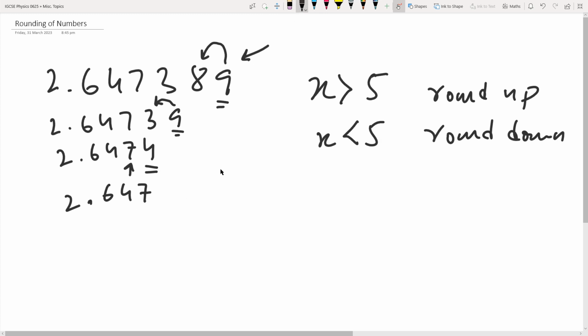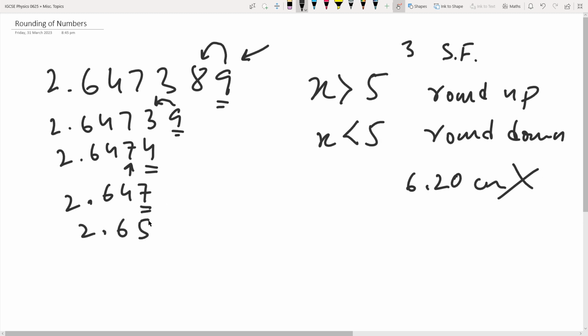IGCSE wants you to have three significant figures, and I keep on enforcing this fact, because I've seen a lot of kids, while attempting the solutions, just write 6.2 centimeters. That is considered wrong. You need to put a 0 over there or round off in a proper manner. So we're rounding off again. Now we're on to 7, and this 7 is greater than 5, so it would be 2.65. So that's rounded off to three significant figures, although I recommend using four significant figures, as in this one.